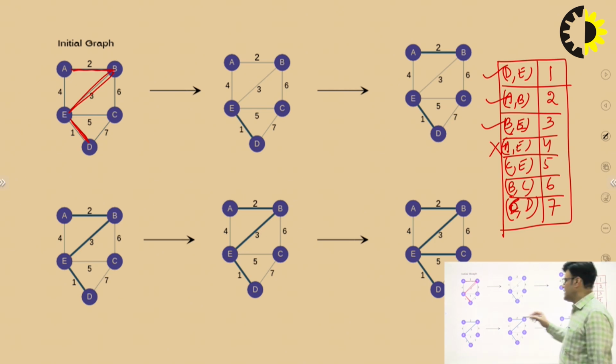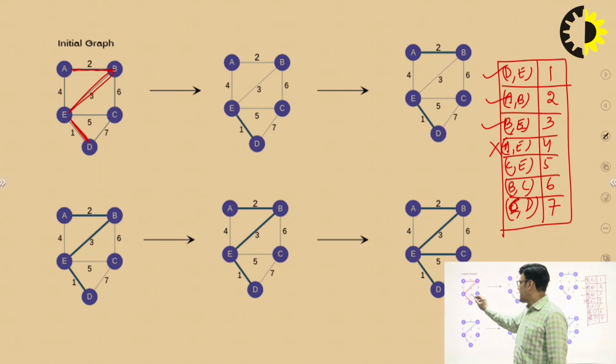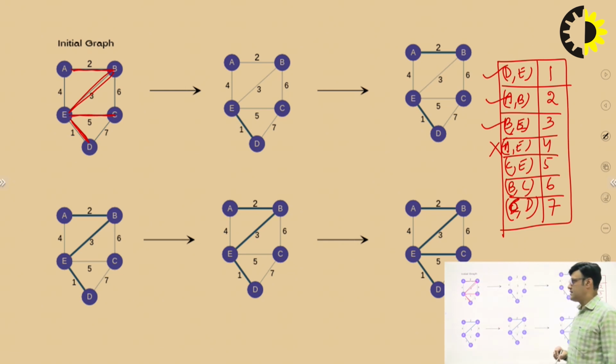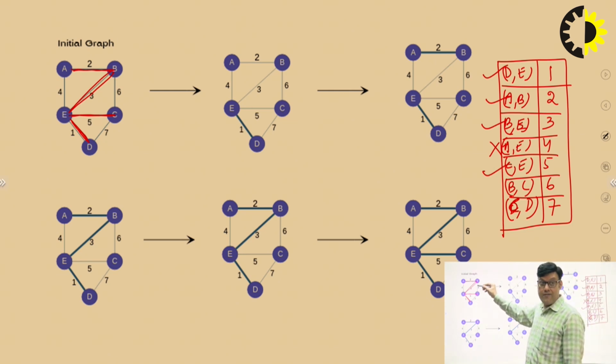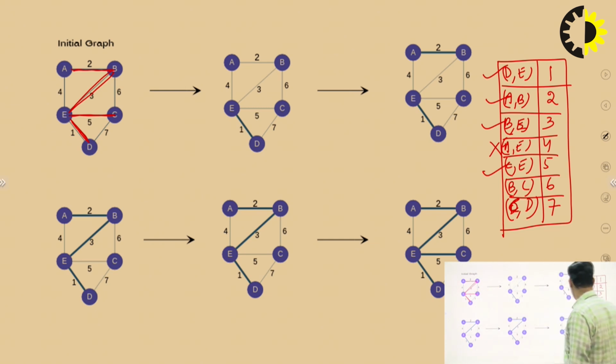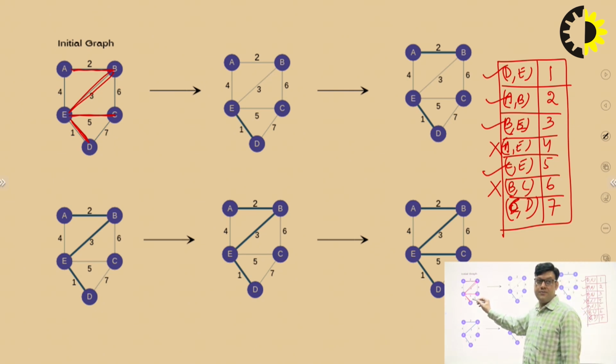Now CE. CE. Can I take? Yes, we can take it. No cycle is forming here. Okay. BC. 6. Again, I will not include this BC because cycle will form here. So not include this BC. Now CD. Again, I will not include this CD because cycle is formed here. So this is the required minimum spanning tree.